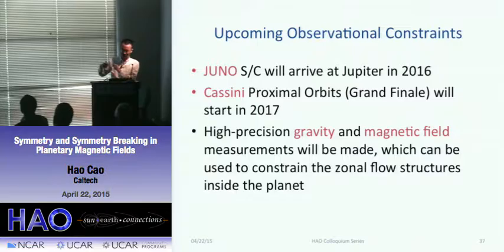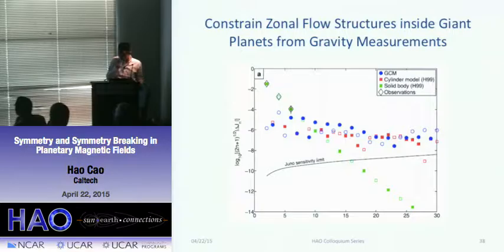We have upcoming observational constraints. The Juno spacecraft will arrive at Jupiter in 2016, and the Cassini final orbits, officially named the Grand Finale, start in 2017. Both of those orbits will be extremely close to the host planet, and Cassini in particular will essentially be in the upper atmosphere of Saturn. Cassini will be between the rings and Saturn.